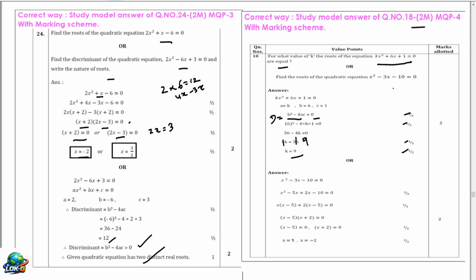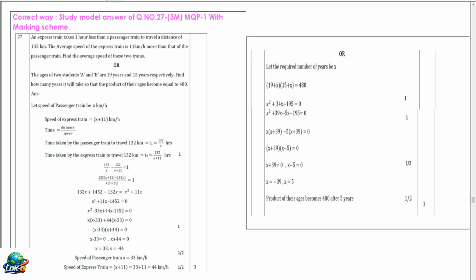Second one, find the roots of the quadratic equation. Again you have the factorization method. Here it is 10. The middle term, that is b, is minus 3. What are the factors? 5 and 2. Therefore you have to take minus 5x plus 2x. Therefore take x common, x minus 5, plus 2 common, x minus 5. x minus 5 is common here. You are left with x plus 2. x minus 5 is equal to 0, x is equal to 5. And take plus 2 to the right, minus 2. I hope you got the answer. You can get 2 marks.